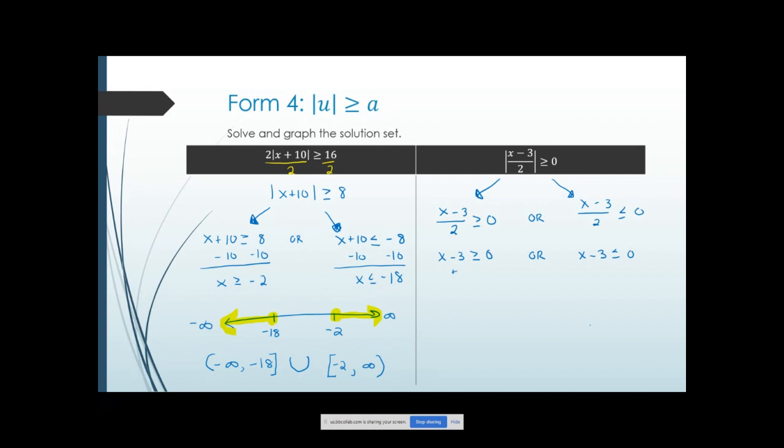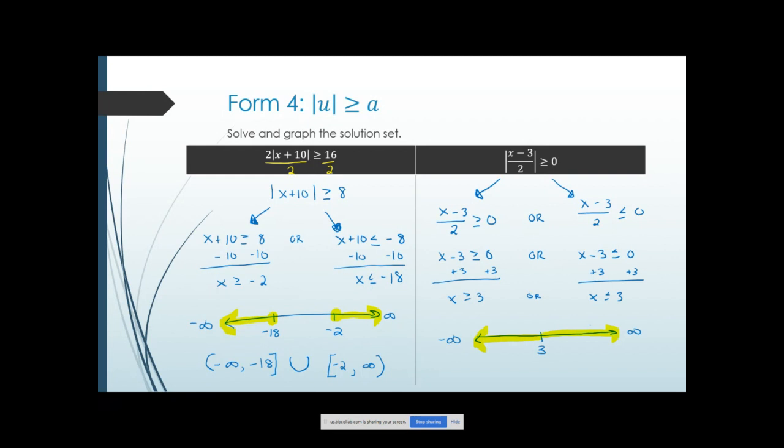So now I add 3 to both sides. We get x is greater than or equal to 3, or x is less than or equal to 3. Now I'm going to draw my number line, and I only have one number here, 3. And so when I highlight, I'm greater than or equal to 3, so that goes to the right. And I'm less than or equal to 3, which goes to the left. So the whole thing is highlighted.